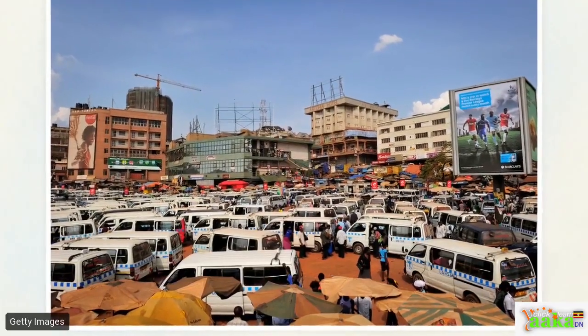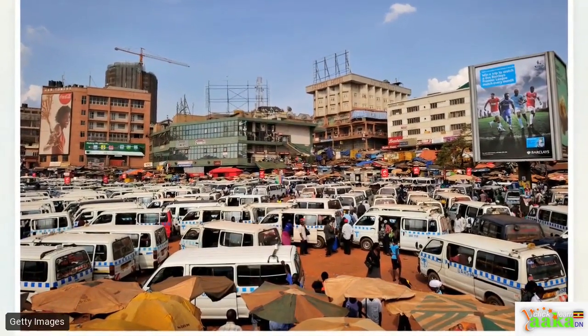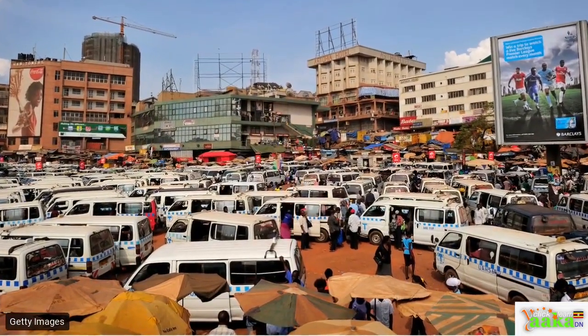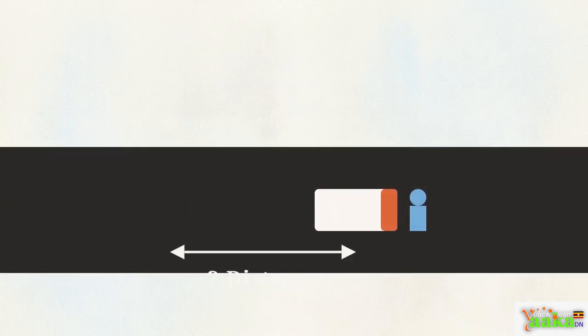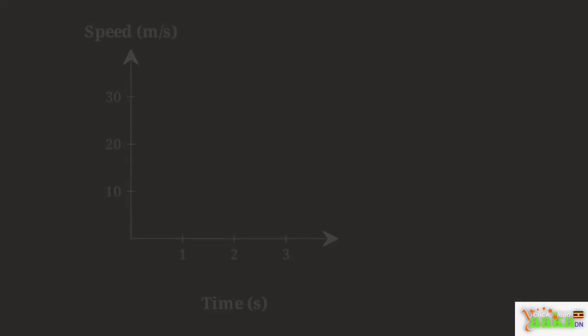Consider a taxi pulling into a crowded park like this one. It is moving at 30 meters per second. The driver sees a pedestrian, brakes, and stops in exactly 3 seconds. How do we figure out the total distance it took to stop? Here is the graph of that deceleration.